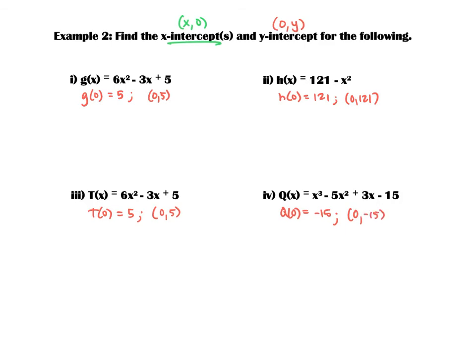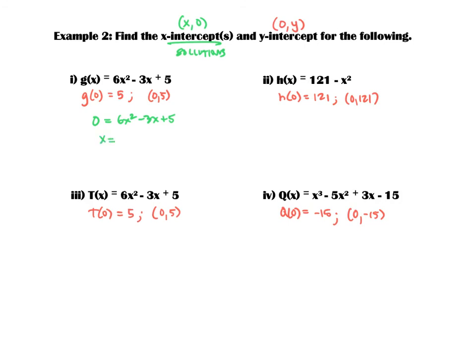So let's go back and let's find the x-intercepts, also called the solutions. Okay, so it looks like g of x. If I want to find the solutions, I want to know where y equals 0. Therefore, I want to know where 6x squared minus 3x plus 5 equals 0. Likely, I'd have to use a quadratic formula here. I don't know, maybe I can factor, but I'm going to use the quadratic formula.